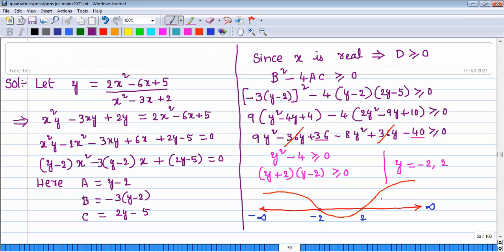So check here, the coefficient of y square is positive: plus sign, minus sign, plus sign. Greater than or equal to 0 means we need to consider here to here, and here to here. Therefore, y does not lie between minus 2 and 2. That means y is less than or equal to minus 2 or y is greater than or equal to 2. So that range we can write as minus infinity to minus 2, 2 to infinity.